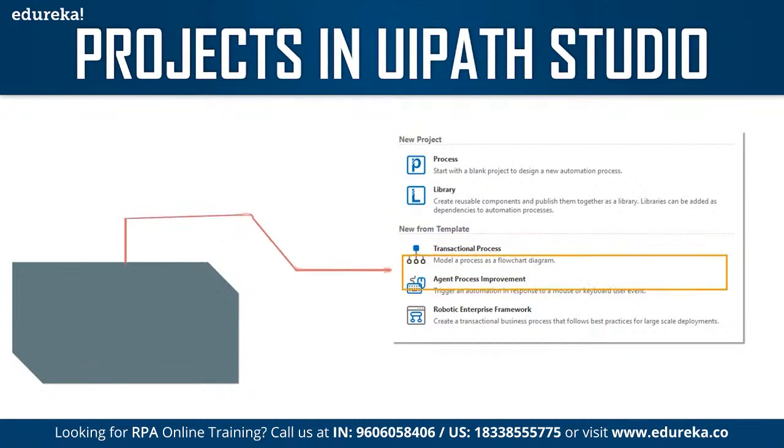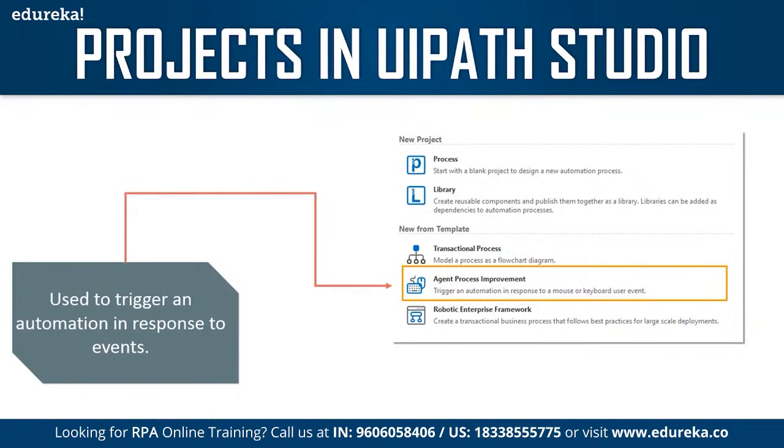Next, let's move forward with the next type of project, that is agent process improvement. The agent process improvement project is basically used when you want to trigger an automation in response to a mouse or a keyboard user event. So whenever you think that a user may have a mouse or a keyboard event and then you want to trigger an automation, then you basically use this kind of process, that is the agent process improvement.